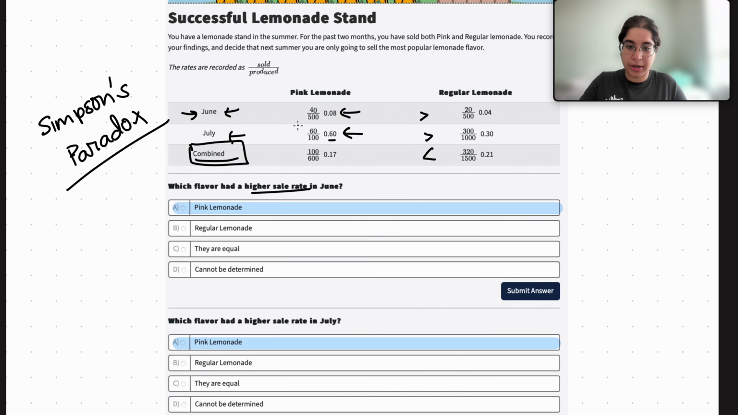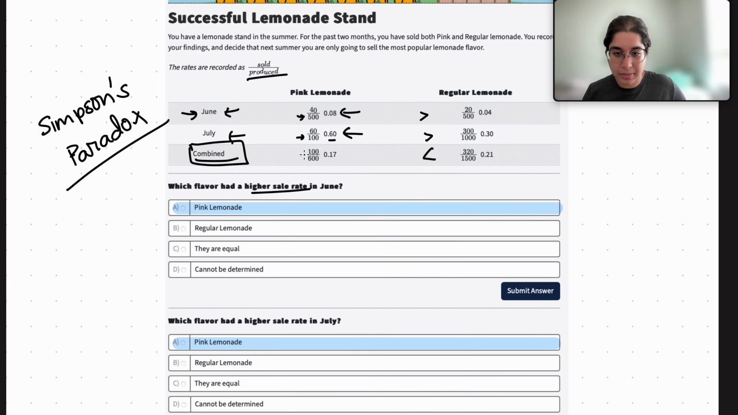So we can see here that for pink lemonade, the number of lemonades produced, the denominator here, is very much lower than regular lemonade, right? We can see that regular lemonade is a lot more popular. For pink lemonade, let's look at June, 500 were produced, and the same for regular in June. But when we look at July, only 100 pink lemonades were produced, but for regular, 1,000 were produced. That's why when we look at the ratio, 0.6 may seem a lot. When we look at July, it has indeed a higher sale rate.